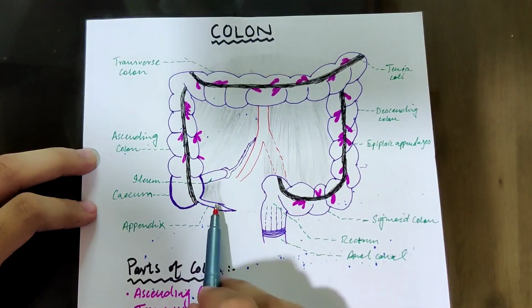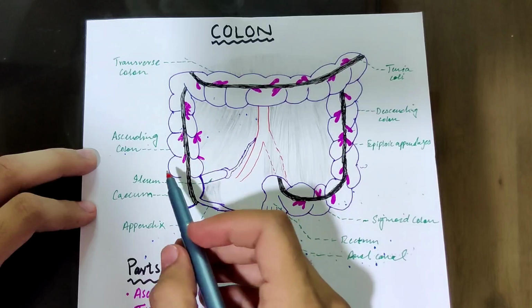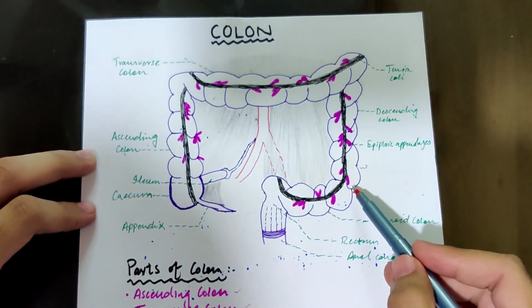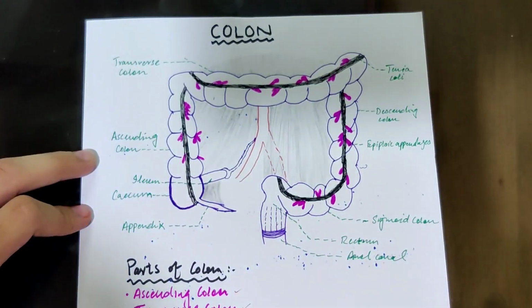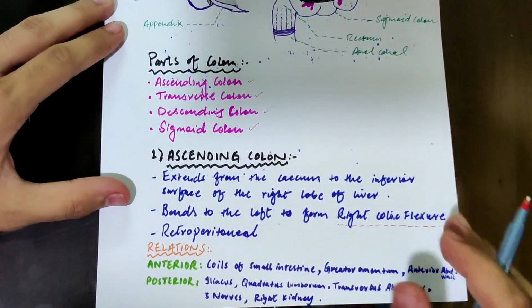This one was the cecum, this was the appendix, vermiform appendix, and this was the ileum. Then we have the ascending colon, the transverse colon, the descending colon, the sigmoid colon, finally the rectum and the anal canal. So first of all, we're going to be studying the ascending colon.